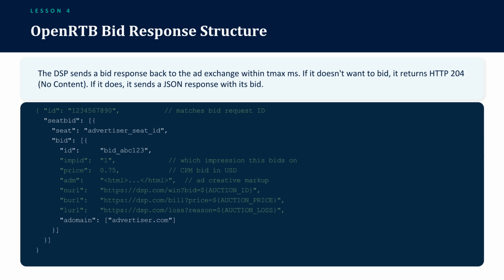Then there are 3 notification URL fields, nurl, burl, and lurl, which we'll cover in detail in the next lesson, as they're complex and important enough to deserve their own section. The domain field lists the advertiser's domain, used for brand safety checking and frequency capping. An exchange can block a bid if the domain is on the publisher's block list. Looking at the code example on the slide, you can trace exactly how these fields map to real values. The bid ID, the impression it's bidding on, the price of 75 cents CPM, the ad markup, and the 3 notification URLs with their macro substitution placeholders.